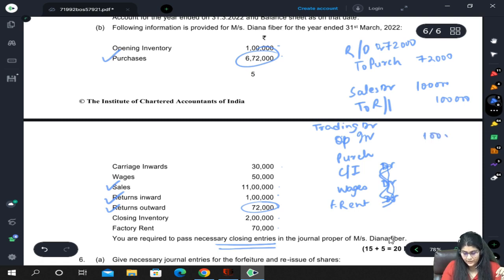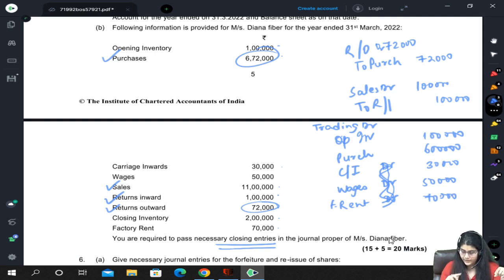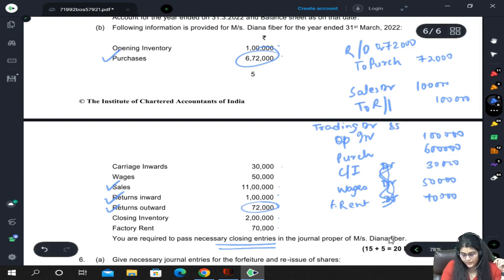Opening inventory is 1 lakh. Purchases after netting out is 6 lakhs. Carriage inwards 30,000. Wages 50,000. And factory rent 70,000. Right? After all of this, trading account is totaling to 8,50,000.